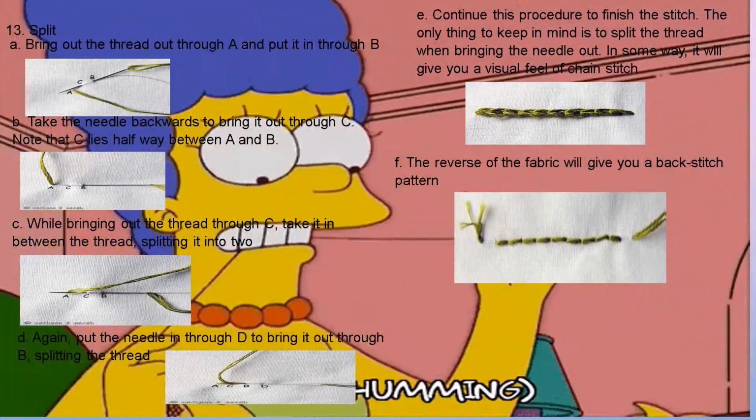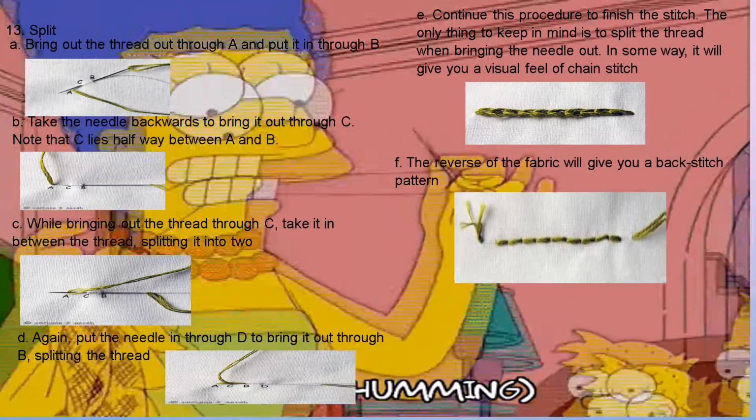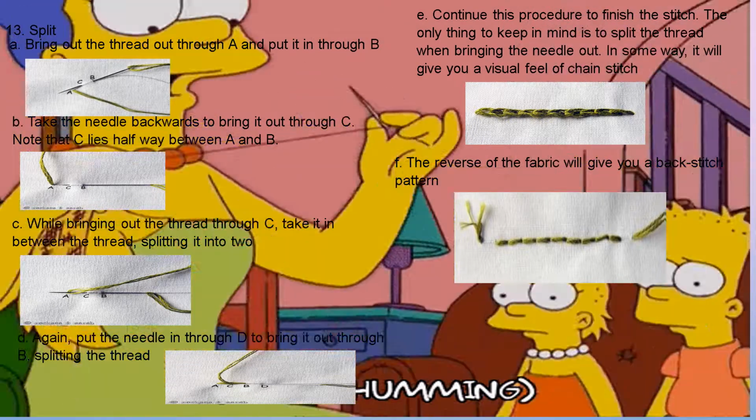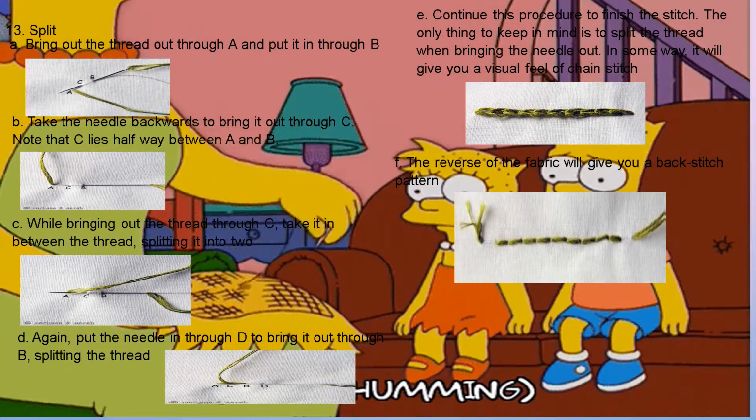Number 13. Split stitch. The first thing to do in split stitch, bring the thread out through A and put it in through B. Take the needle backwards to bring it out through C. Note that C lies halfway between A and B. While bringing out the thread through C, take it in between the thread, splitting it into 2. Again, put the needle in through D to bring it out through B, splitting the thread. Letter E. Continue this procedure to finish the stitch.